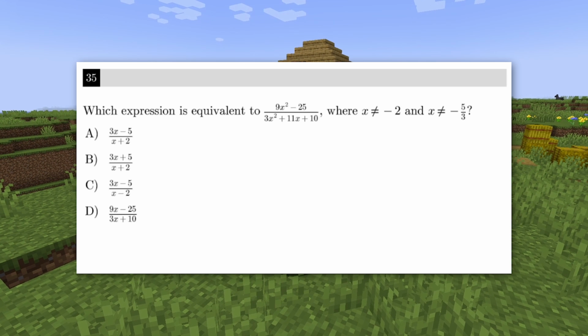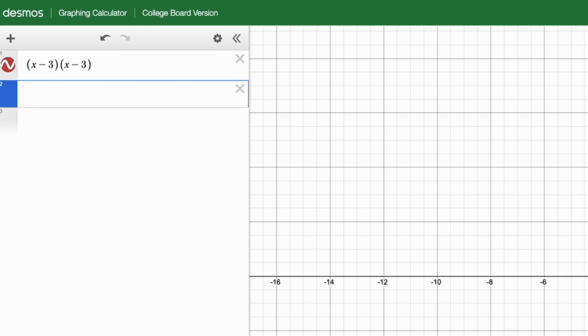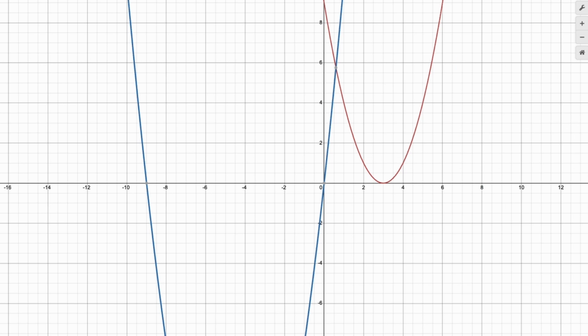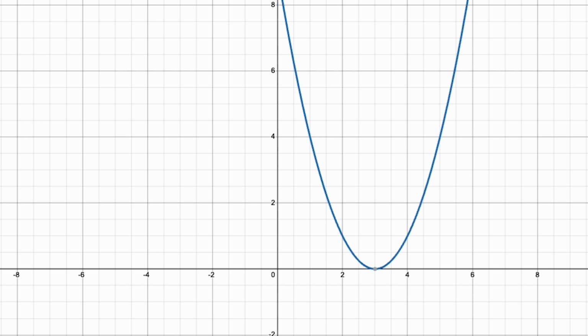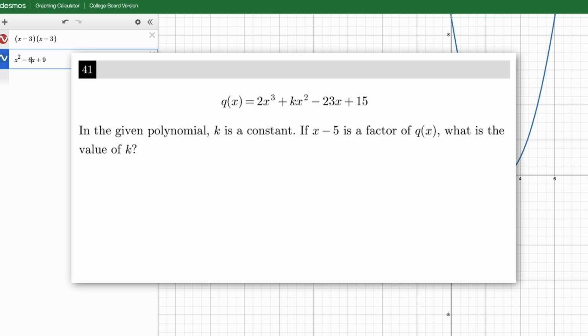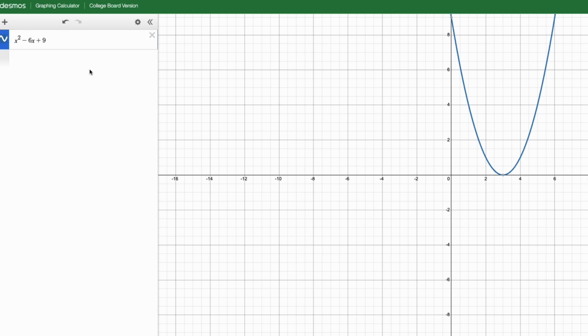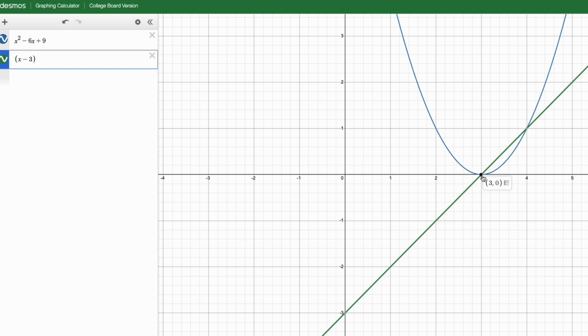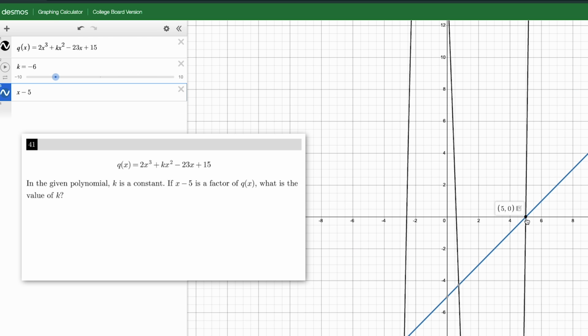For which expression is equivalent problems, graph the first one, then graph each answer choice, and see which one lands exactly on top of the original thing. If a problem asks whether one thing is a factor of another, graph both and see if they share the same x-intercept. If it is the same intercept, then it is a factor. If it is not, then it's not.